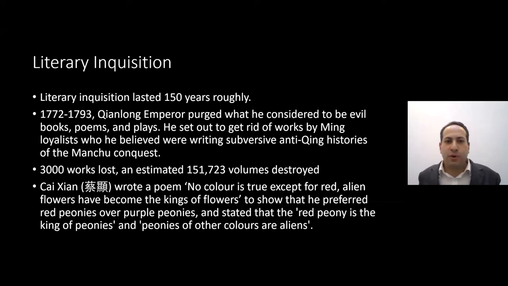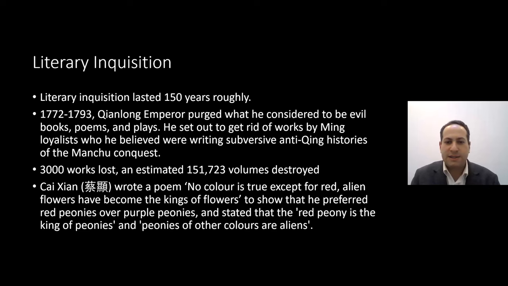The Qianlong emperor, of course, was a great patron of the arts, but there was also a literary inquisition. All the emperors were very sensitive to scholars that still didn't like the Manchus. And so in the Qianlong emperor's reign, he purged what he considered to be evil books, poems, and plays, and he set out to get rid of works by Ming loyalists who were writing subversive anti-Qing histories of the Ming conquest. And so around 3,000, we believe, works were lost and various other volumes destroyed.